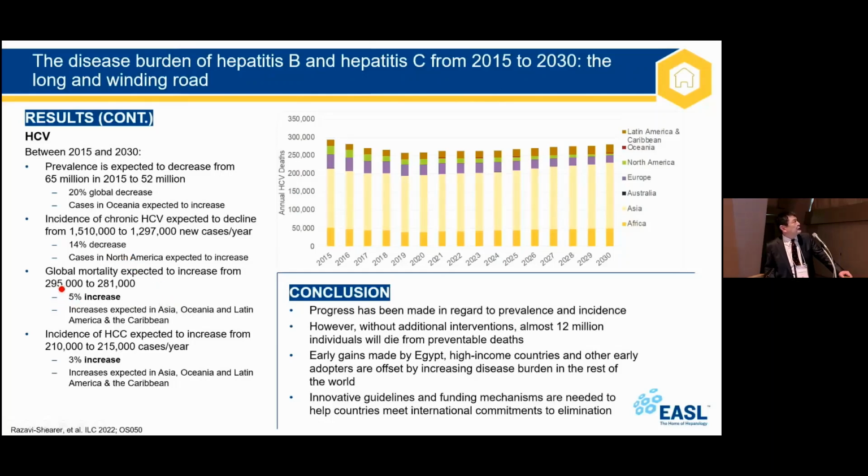However, the mortality is expected to increase from 295,280 to 300,000, so this is a 5% increase, and the incidence of HCC is also a 3% increase. So we have some progress in regard to prevalence and incidence. However, without additional intervention, almost 12 million individuals will die from HCV-related preventable death.